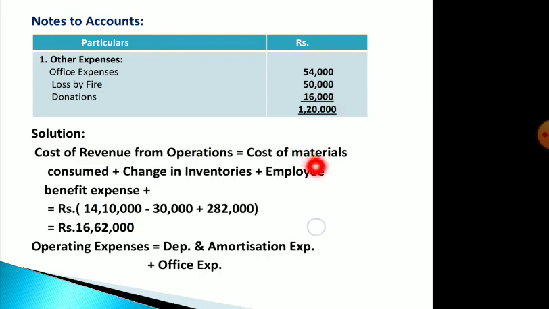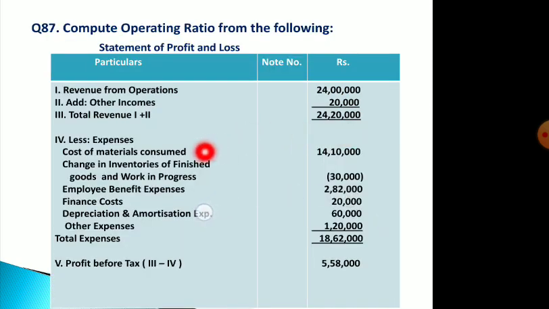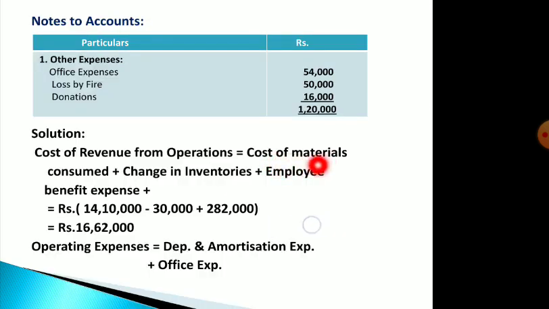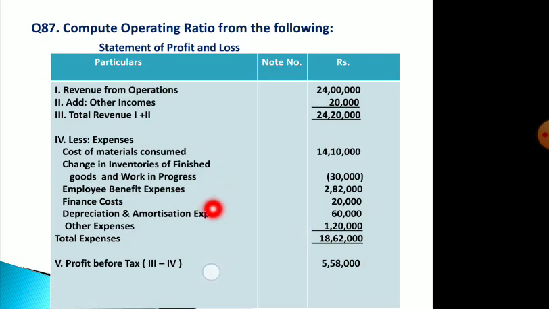So let's start with the cost of revenue from operation. We need COGS. So cost of revenue from operation here is cost of materials consumed, change in inventories and direct expenses. So we have written that formula: cost of materials consumed plus change in inventories plus employees benefit expense, which is 14,10,000 for cost of materials consumed, minus, why minus? Because change in inventories is a negative balance. So we have written here minus 30,000 plus employee benefit expenses of 2,80,000. So the total is 16,62,000.